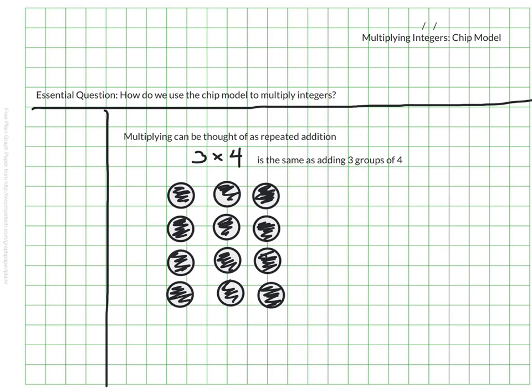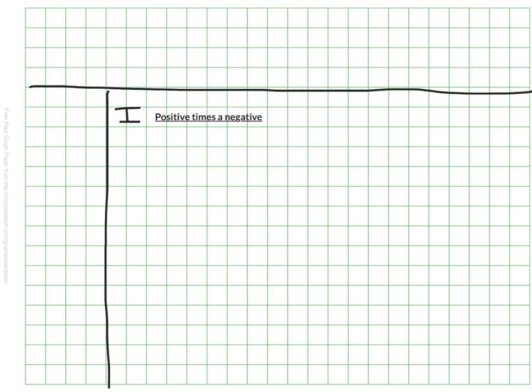But what about when we have negative integers? And that's what we want to talk mostly about here in this video today. Let's start when we have a positive number times a negative number. And I'm going to use similar numbers to the ones I did in my first example.